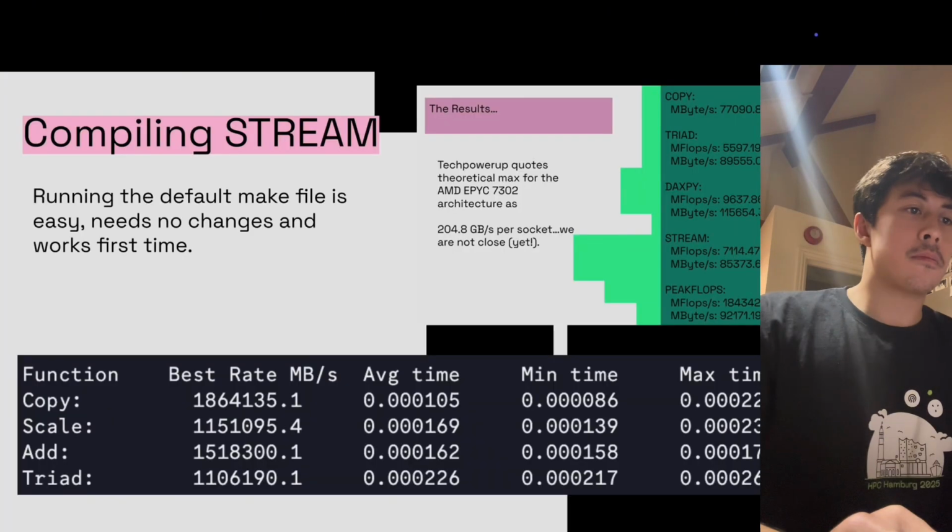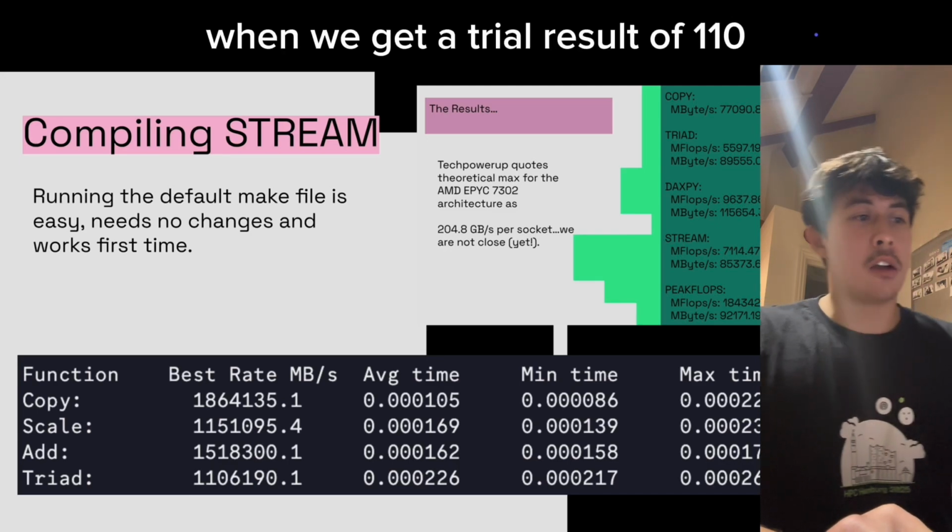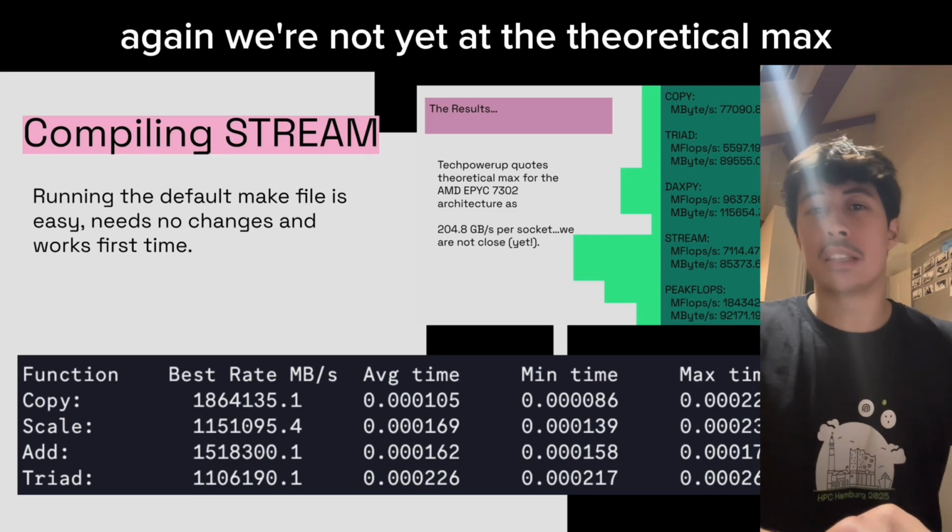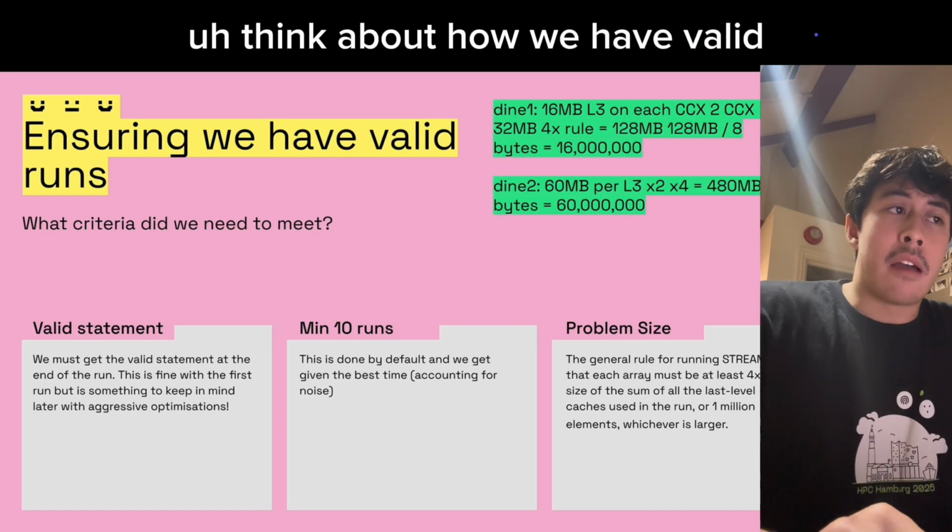Looking at STREAM now, STREAM is quite easy to compile. We can just run the default makefile when we get it, and we get a triad result of 110. Again, we're not near to that theoretical max. Think about how we have valid STREAM runs.